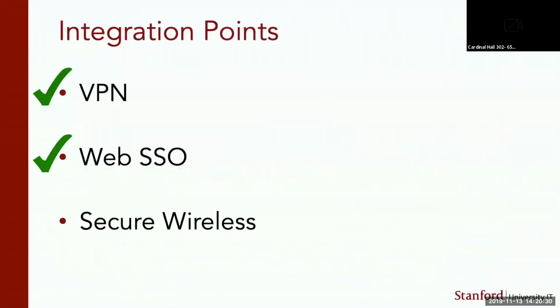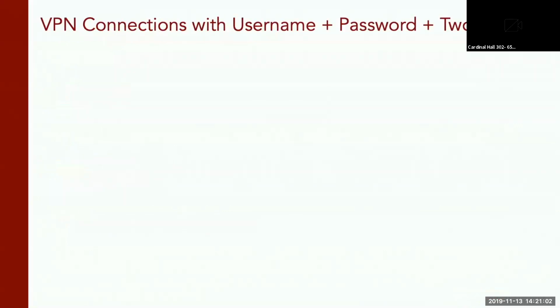So let's look at where we are today in terms of integration. We're fortunate here at Stanford that we have some highly centralized services. So we have one main VPN that everyone uses, so we integrated there. We also have one main web SSO mechanism that we integrated with. And the final step, which is coming very soon, is to integrate into our secure wireless. So I'd like to demo in picture form how this helps people and what the user experience is.